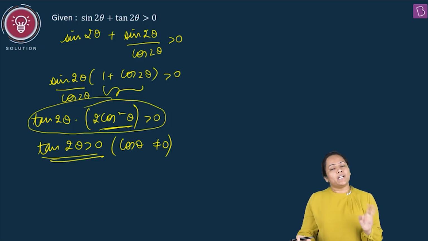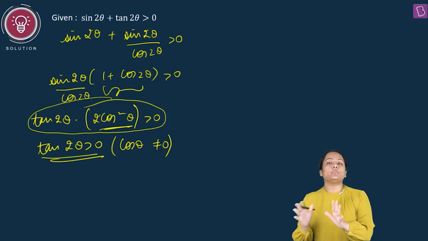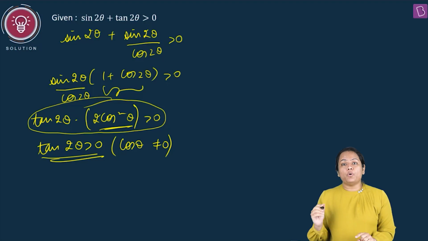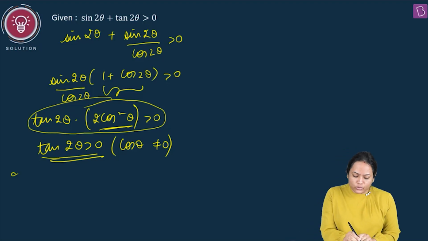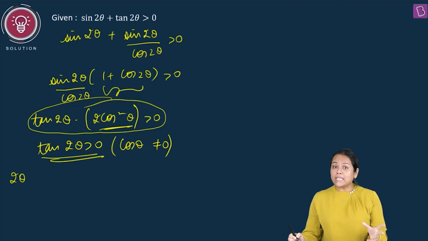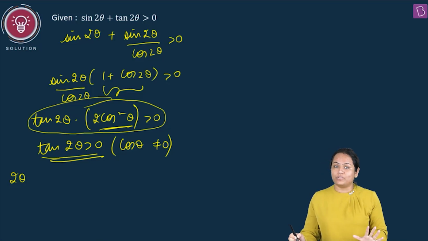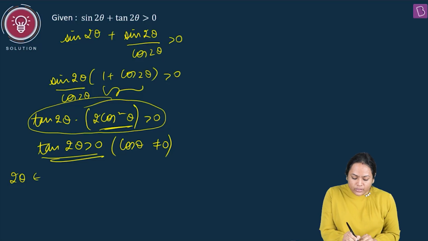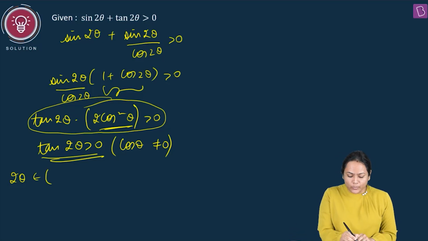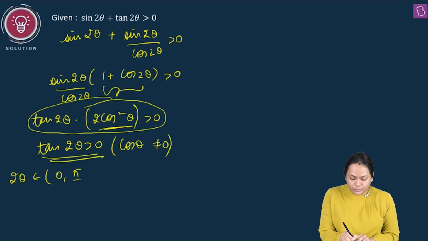Now I have to just write down the values of 2 theta for which tan is positive. This can be done again in two ways. Either you write the values of 2 theta or you can go by graph. If we write the values of 2 theta, we know tan is positive when your angle is either in the first or in the third quadrant. So I can say that my 2 theta value will definitely lie between 0 to pi by 2 or pi to 3 pi by 2.